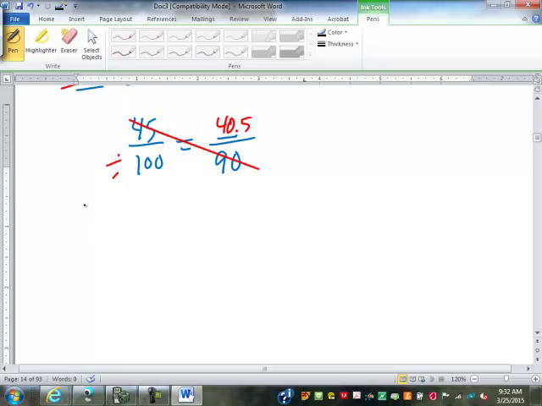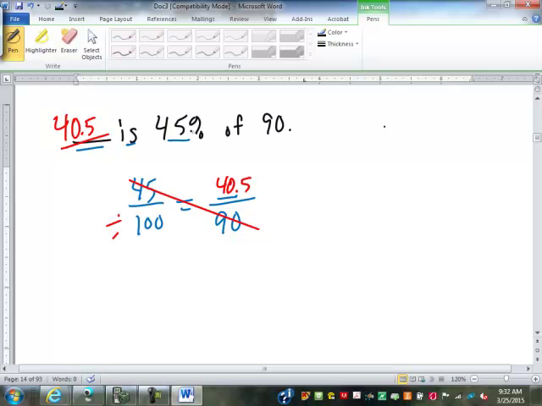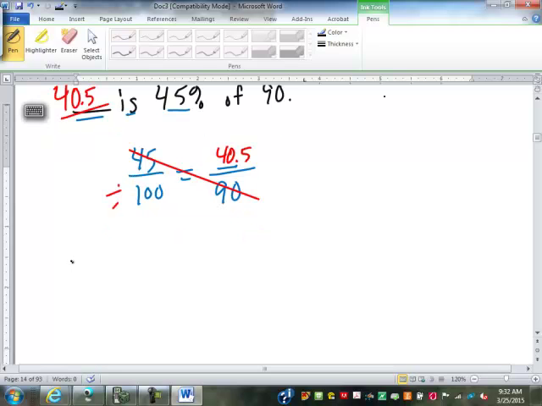It's still 45%. The percent is 45. The result is 40.5. That's not a percent anymore. That's a number. I'll be careful here about the one there.